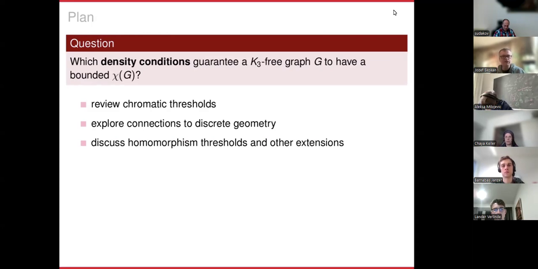I will attempt to do three things. We will briefly, or not so briefly, discuss chromatic thresholds. That will be the graph theoretical take on the density conditions, and why certain conditions are imposed. Then I would like to explore a little bit the connections between chromatic thresholds and discrete geometry. That's something that we actually did in our papers. And then hopefully time permits me to discuss the homomorphism threshold and other extensions of chromatic thresholds.